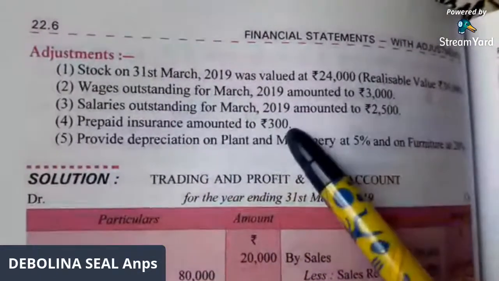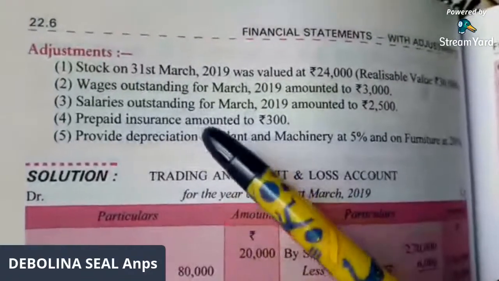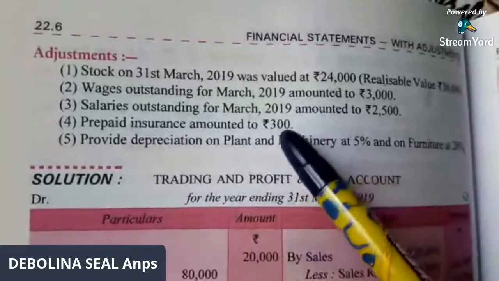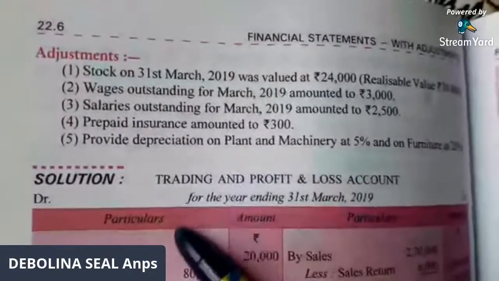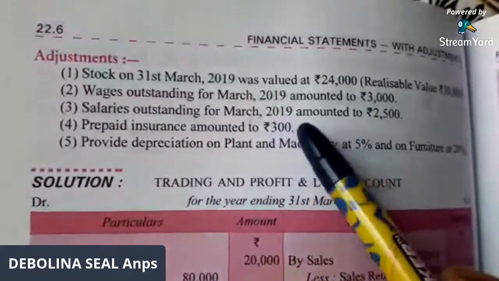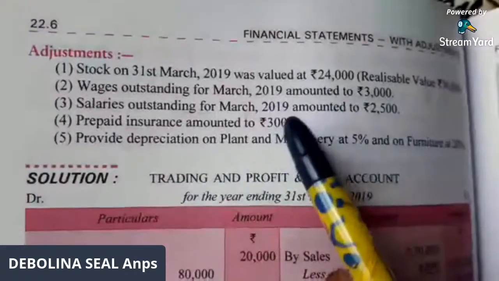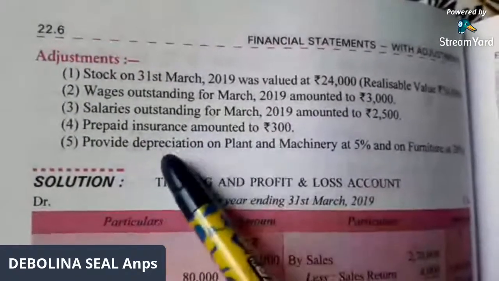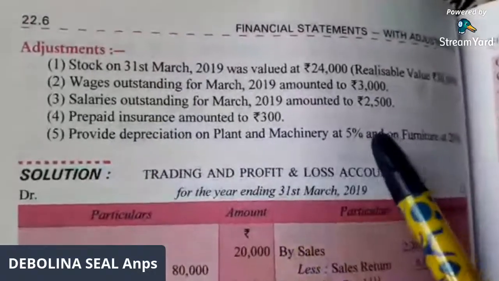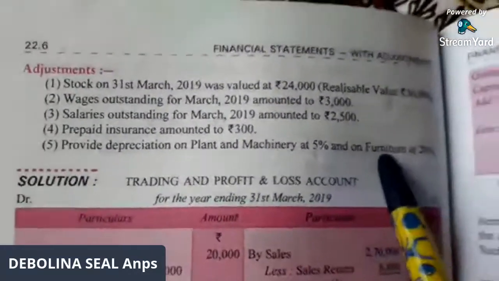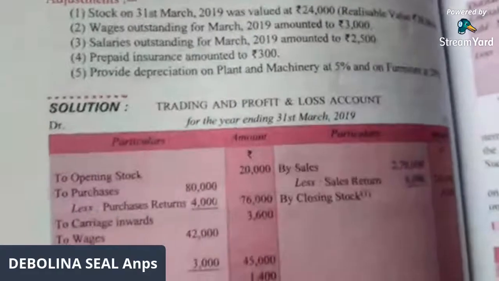So prepaid insurance, what you are going to do? Prepaid insurance is insurance paid in advance, so that you have to subtract. What you are going to write in the profit and loss account is "To insurance, less prepaid 300", and in the balance sheet, on the asset side, you are going to show prepaid insurance 300. Clear? Last is provide depreciation on plant and machinery. Whatever is the value of plant and machinery, on that 5% depreciation you will charge, and on furniture, whatever is the value, 20% you are going to charge. Okay, so let us start the sum.